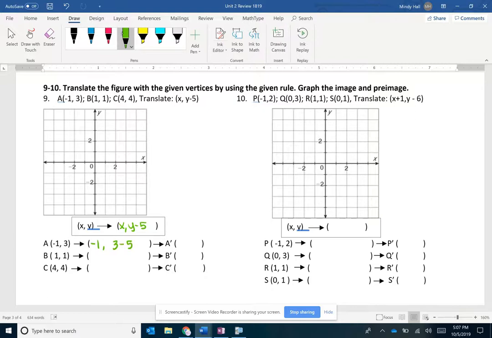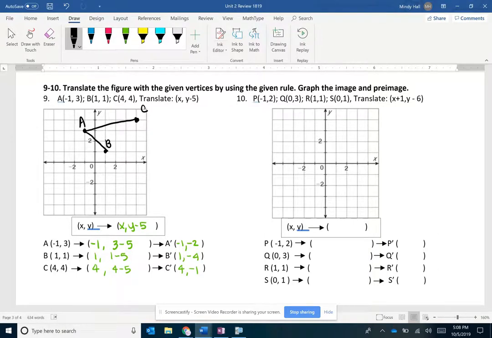So to find A prime, we would have a negative 1 because that one doesn't change, but then your y value minus 5. So 3 minus 5 is negative 2. So then B at (1, 1) would still have a 1, but then you'd have 1 minus 5. So then my B prime is at (1, negative 4). And then for C, I would have 4, and then 4 minus 5. So then that gives me (4, negative 1) for C prime. So then plotting these on the graph, (negative 1, 3) for A, (1, 1) for B, and (4, 4) for C.